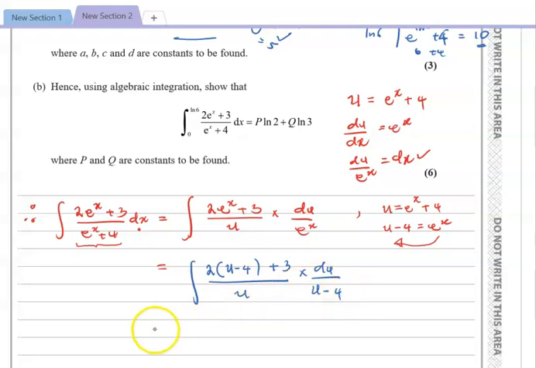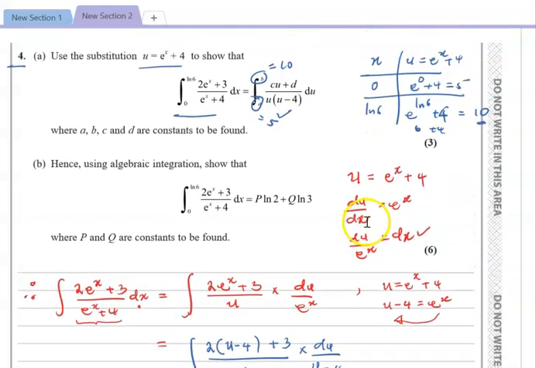So your final answer here, you have the integral of (2u minus 8 plus 3, which is equal to 2u minus 5) over u into (u minus 4) with respect to u. You know your limits already. Your limits are from 5 to 10. This is the equation they are looking for.